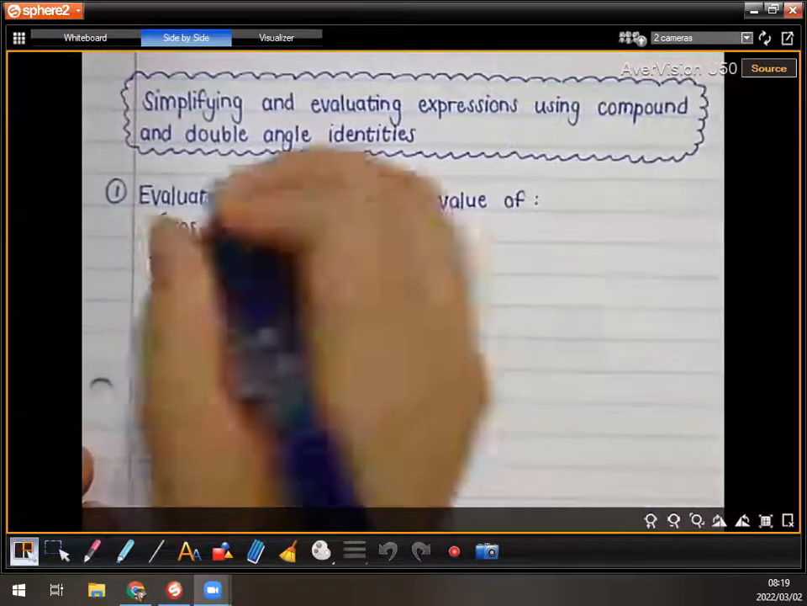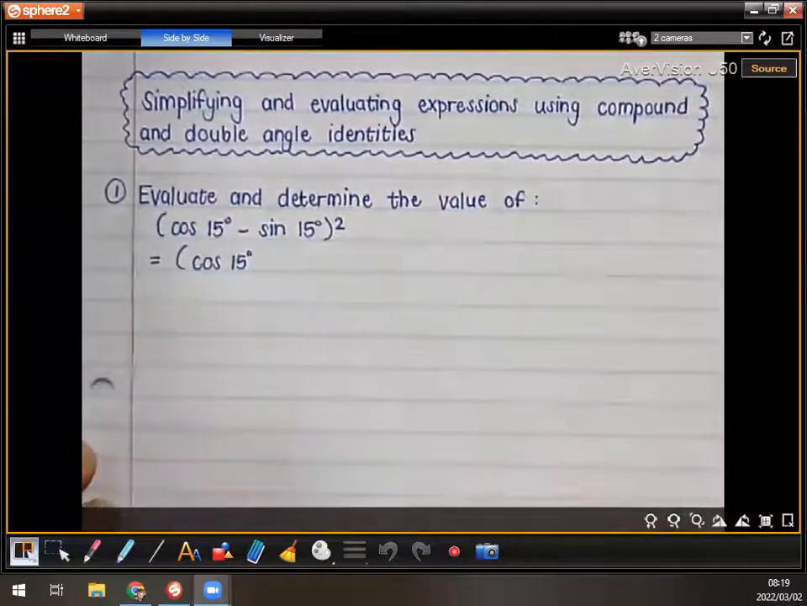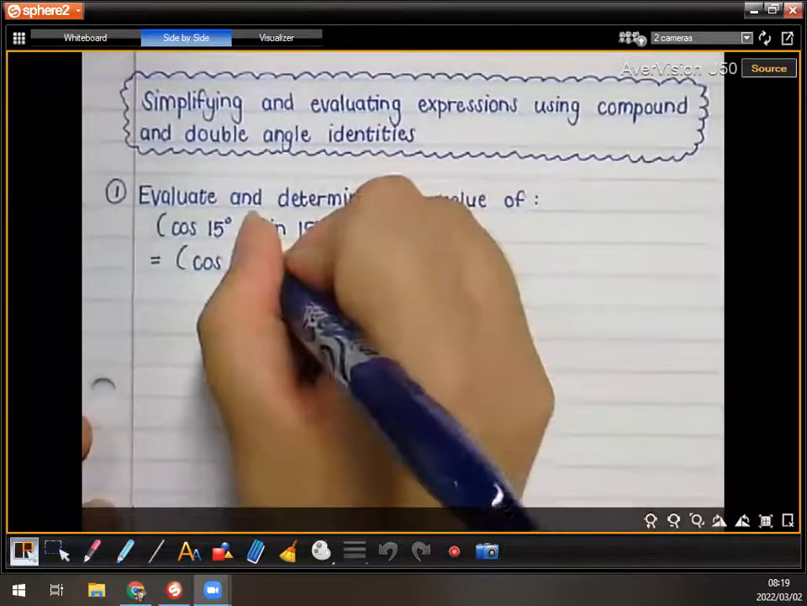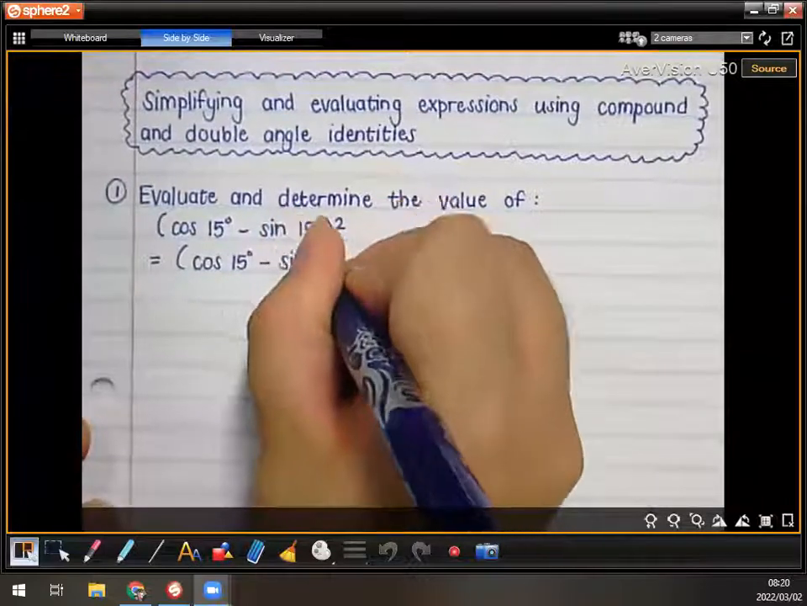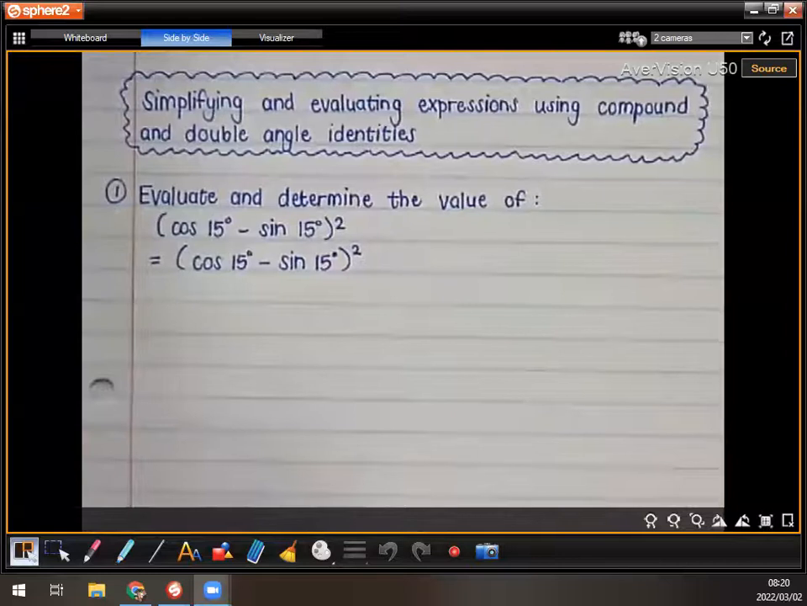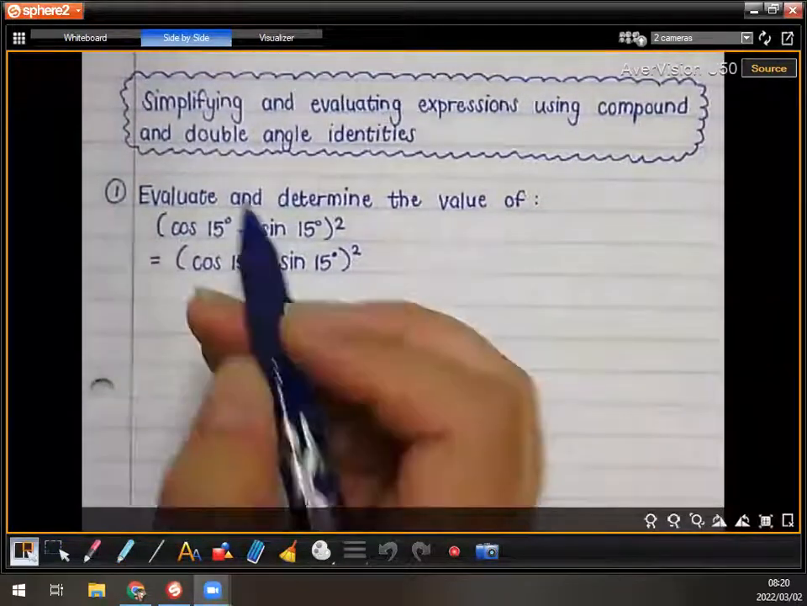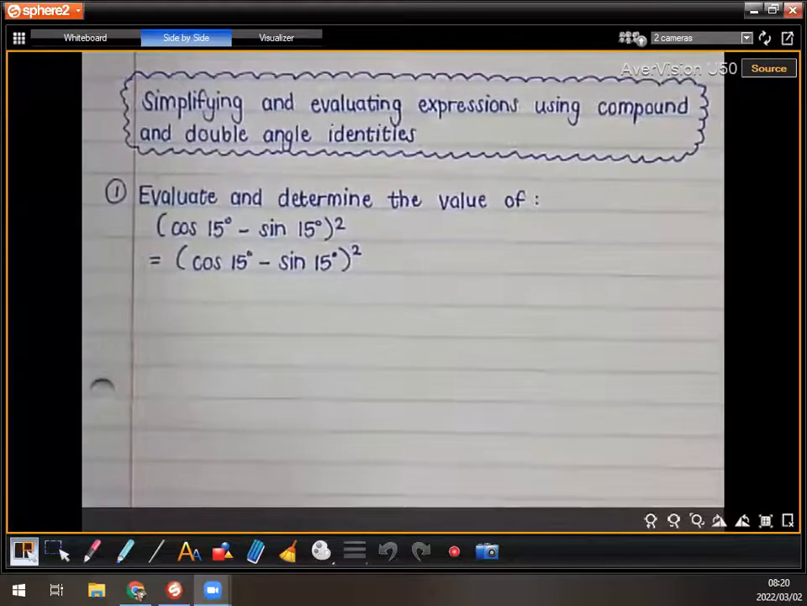So I would suggest rather FOIL the brackets out before you start actually trying to find the values of cos 15 and sin 15. If in a test or exam you had calculated those two values before, say 1.1 find cos 15, 1.2 find sin 15, and now 1.3 find this, then absolutely you can use those values and put them in and square that.